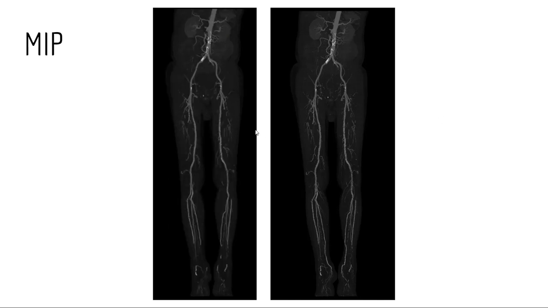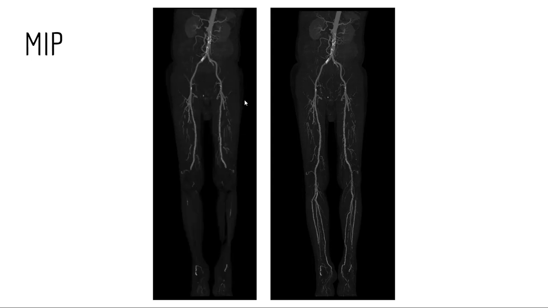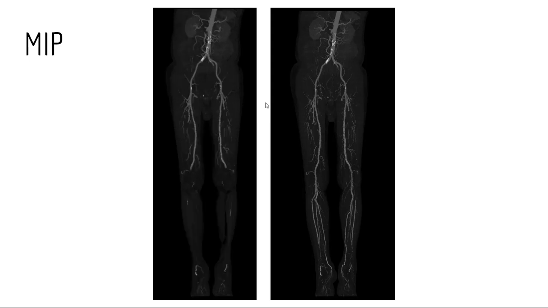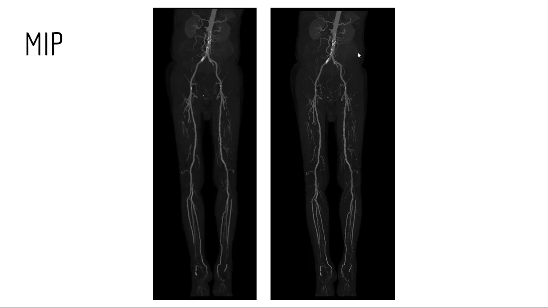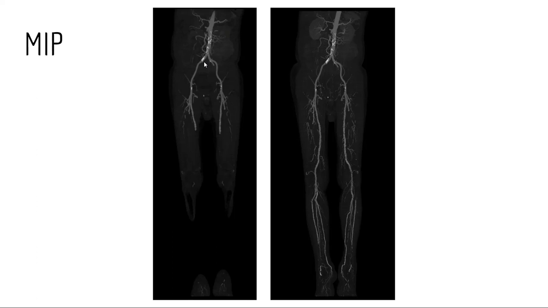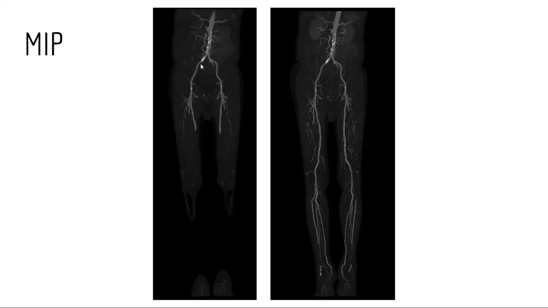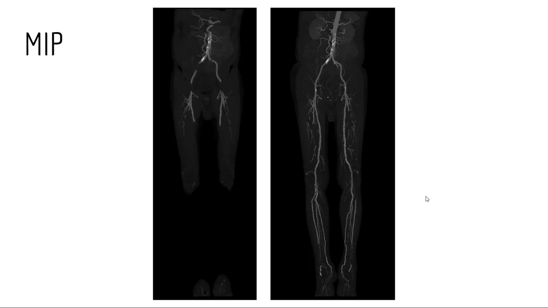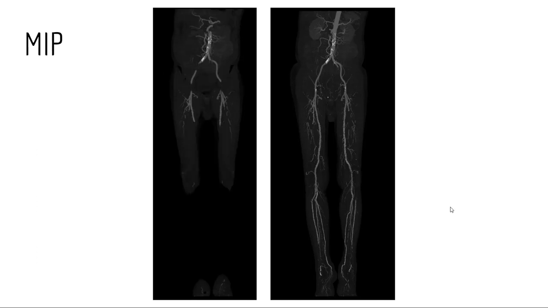MIPS, again, this is the 2D reformat imaging. It's DSA-like, where you're taking the highest attenuation voxel in your specified voxel volume and rendering it as an image. It provides a nice vascular overview, but we can't really determine the degree of stenosis. For example, this common iliac, I don't know if this is moderate or severe or mild. I tend not to use these MIPS unless I'm giving talks like this.